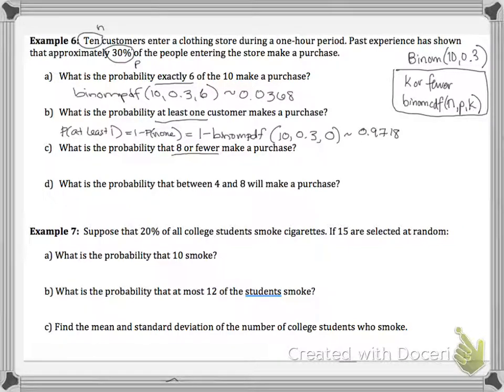And so if we want 8 or fewer, then we can actually just go right to the binomial CDF. 10 people entered the store, 30% chance they'll purchase, and if we put 8 here, it'll do 8 plus 7 plus 6 plus 5 all the way down to 0 and add them all up. Just make sure that when you go to your calculator, since we've not done this one before, you actually select the CDF and not the PDF.